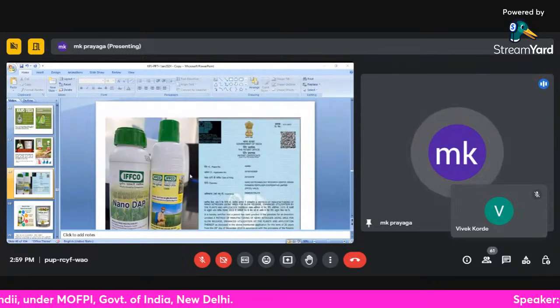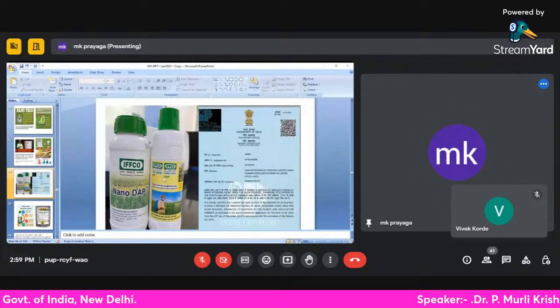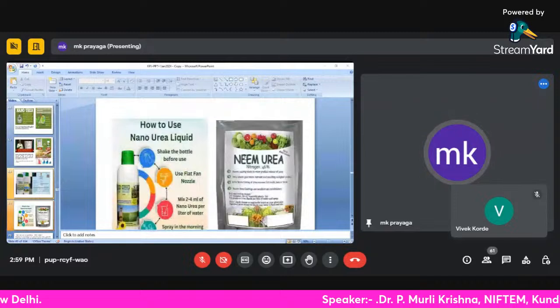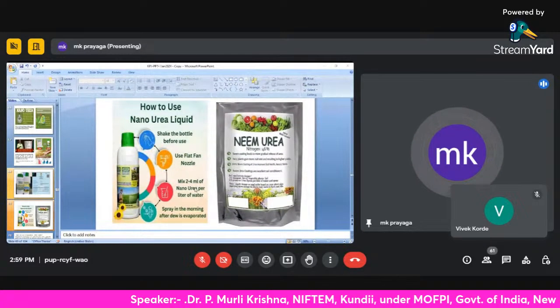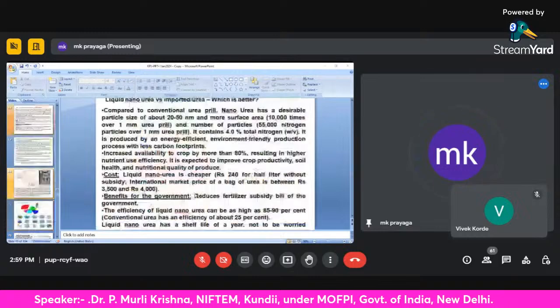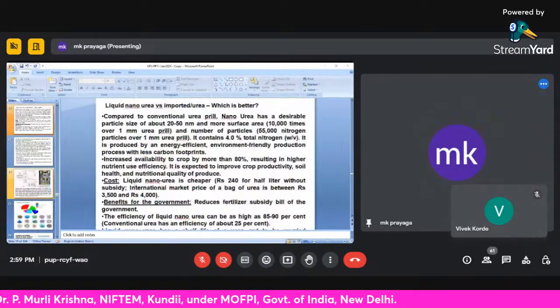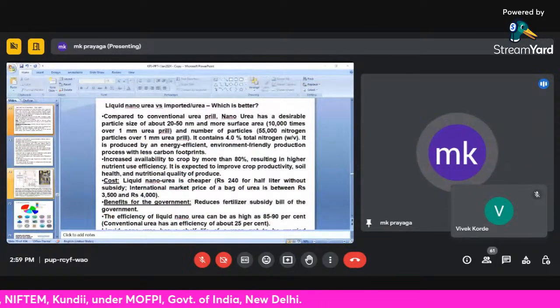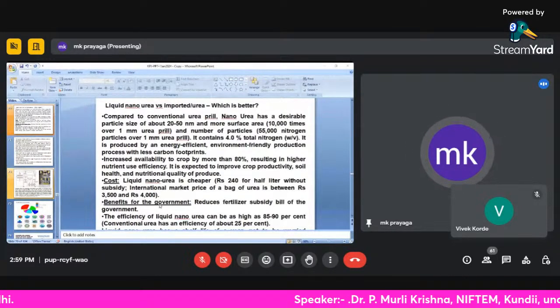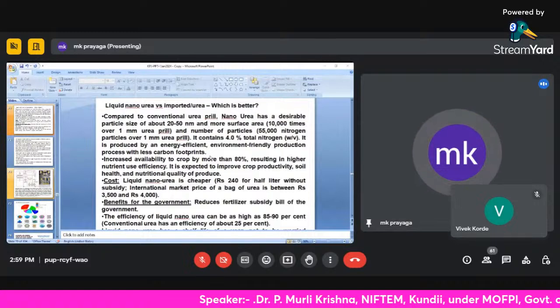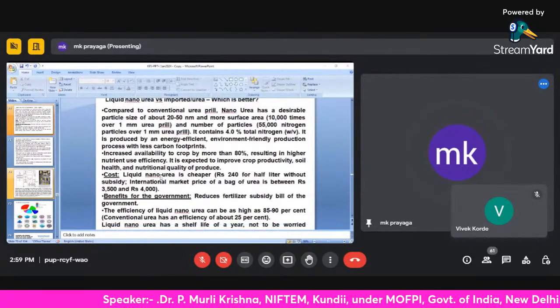So this is the patent which is given to IFFCO, nano DAP and nano urea, and the consumption is also only 2 to 4 ml, which is enough for this crop. You can see here the cost effectiveness. Liquid nano urea is only 240 rupees, whereas a urea bag is 3,500 to 4,000 rupees. So this is a huge benefit to the farmers' expenditures also.